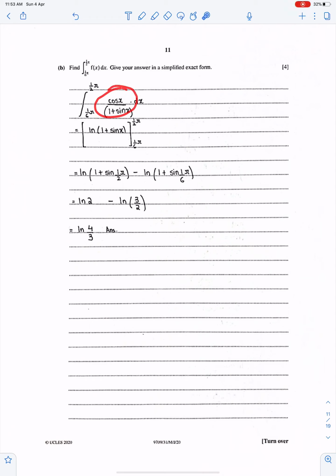Now you have to integrate. This is the basic formula too. This is the function and its differential here. The differential of this denominator is cos x, so you just need to use ln and then apply limits and do the calculations carefully.